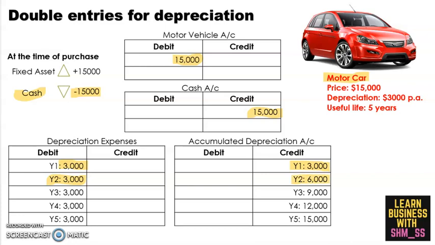Then the credit balance of the accumulated depreciation account will be 6,000. Likewise, we do it for the next years, and at the end of 5 years, the accumulated depreciation credit balance will be $15,000, which is equal to the purchase price of the car. Right.